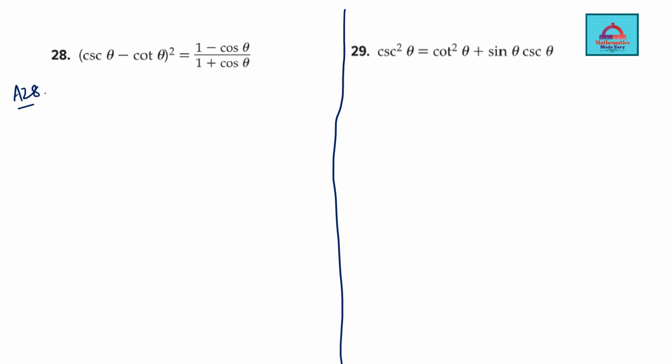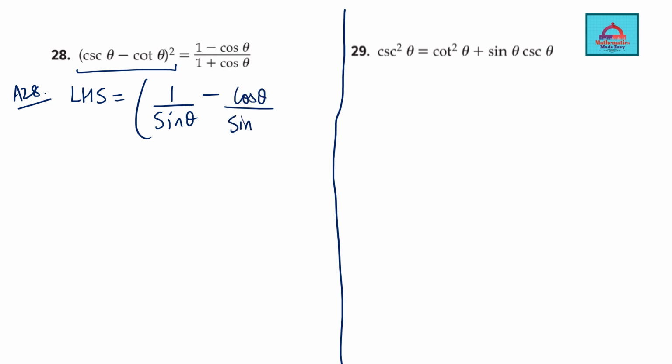So I'm going to start with 28 now, and I begin with the left hand side, this part. I will be a little fast because you already know the trick. For cosecant I'm going to use the reciprocal of sine, and for cot I'm going to use the quotient of cos over sine. Remember, there is a square as well, and inside we can take the denominator common, so I'm left with this.